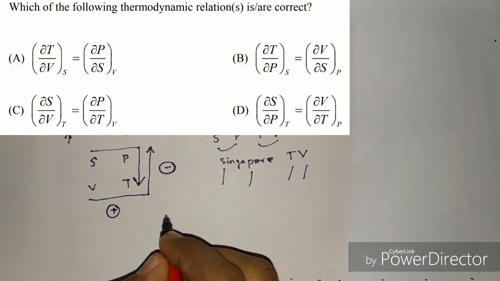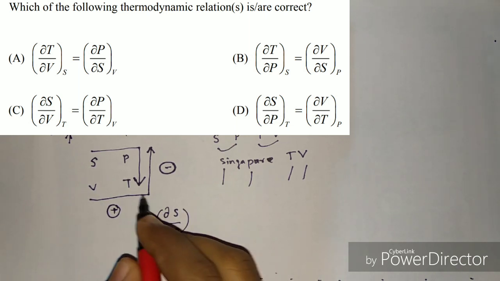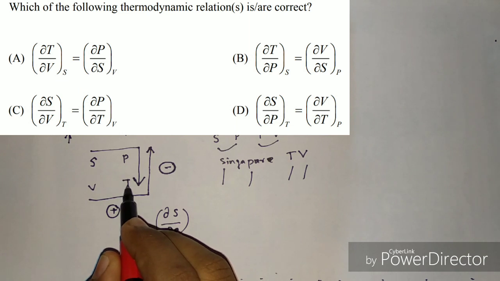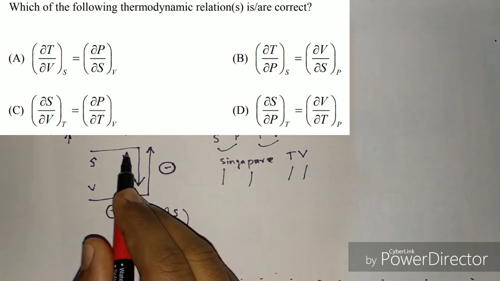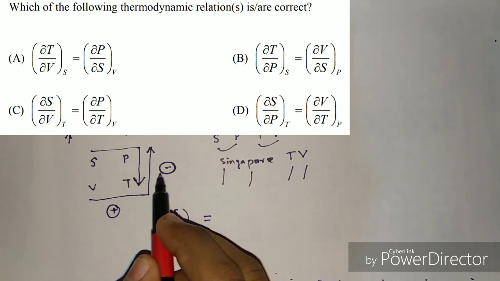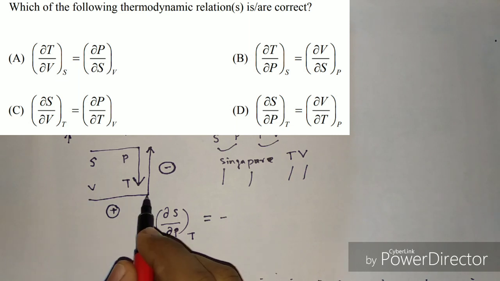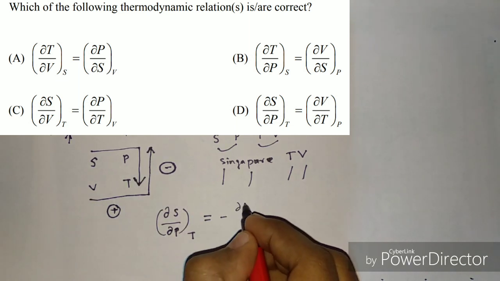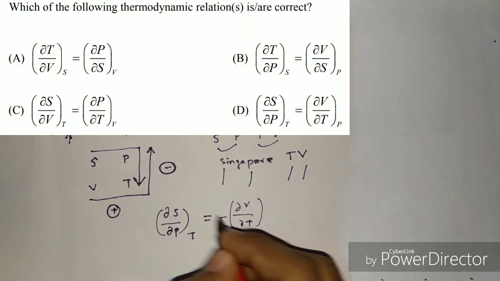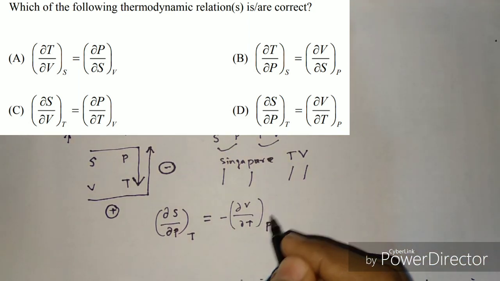Say the relation will be like this: delta S, del P, this will be first, this will be second, and this will be third. First, del S by del P at constant T equals, as this side is common, so one negative will be included, negative, del V by del T at constant P. Okay, so take another example.